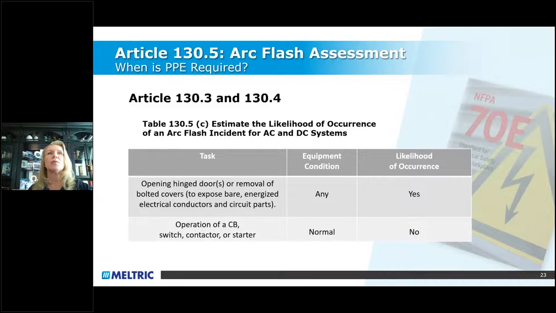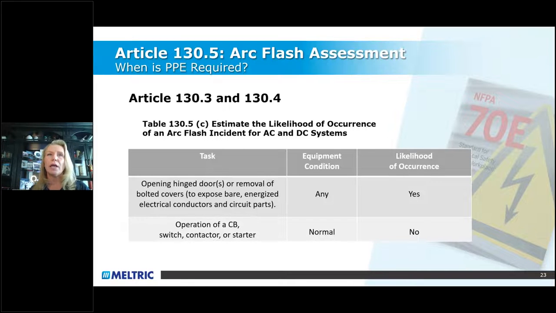Then we need to be able to look at the likelihood of an occurrence of an arc flash incident. There are many different scenarios in this table, and I've chosen two. It again reinforces what a normal operation is. If you're just going to operate a circuit breaker, switch, contactor or starter, and the equipment condition is normal and the doors are closed and secured, then there's not a likelihood of an occurrence of an arc flash.